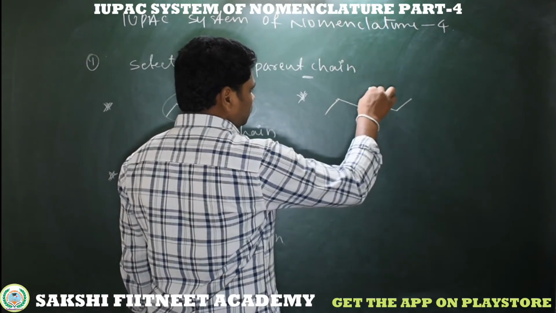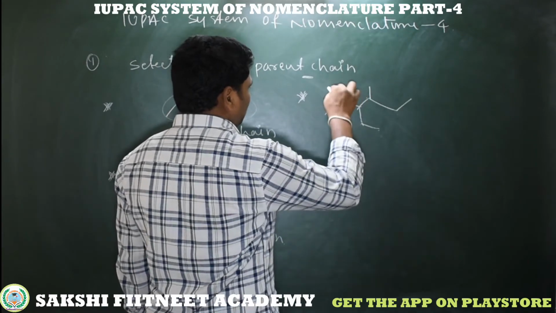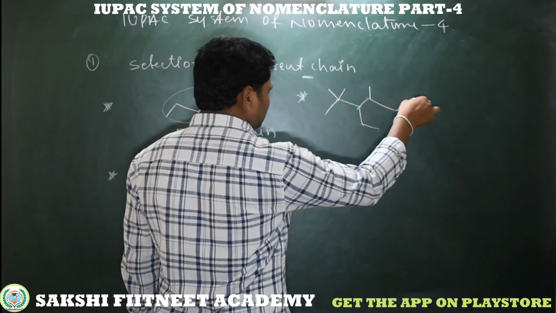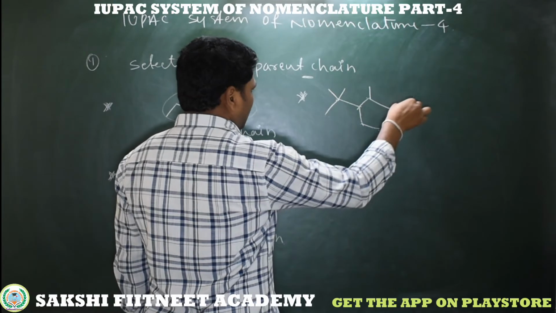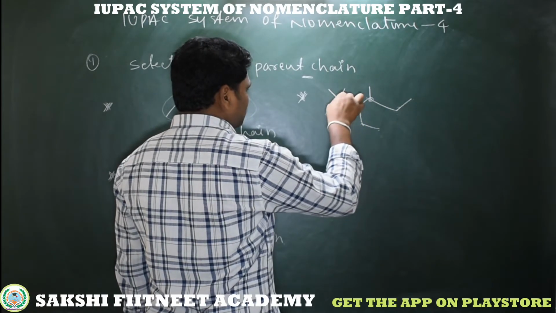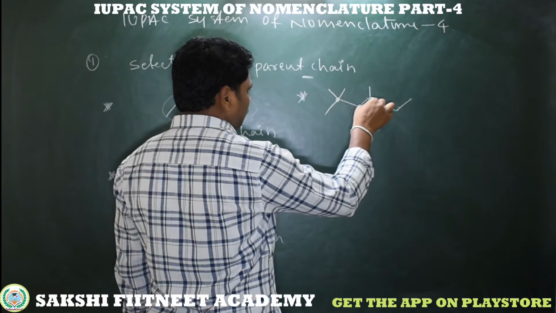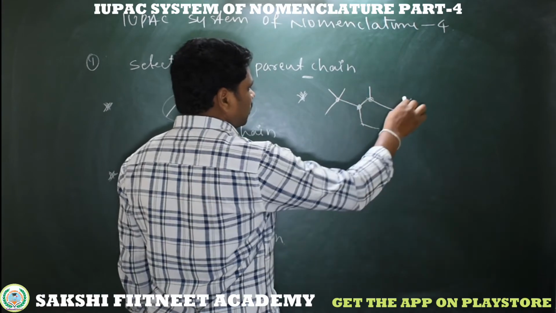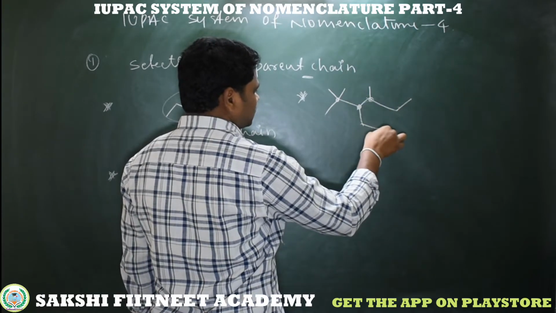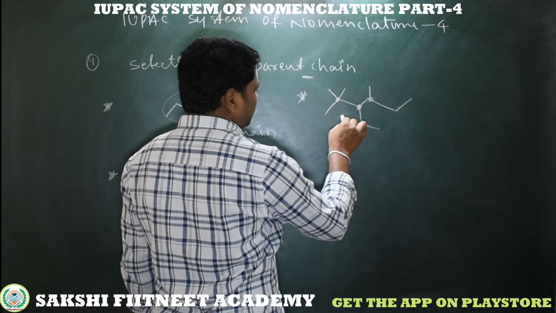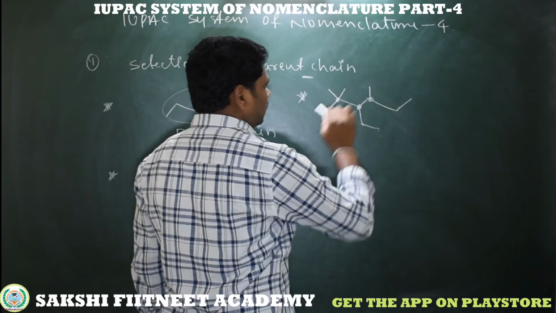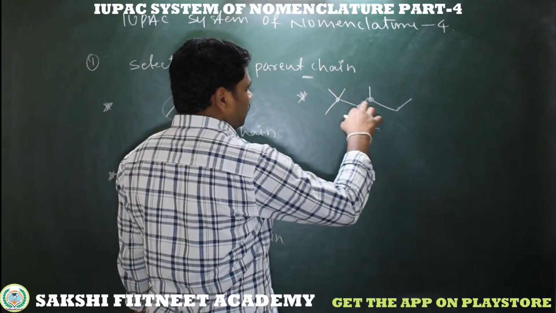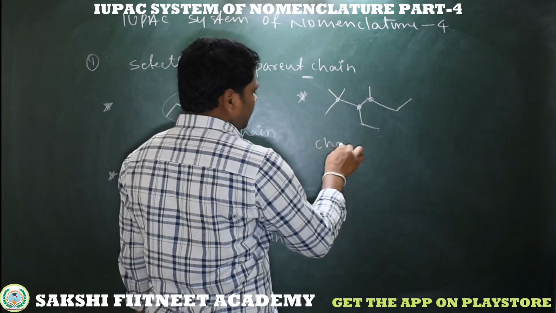If I take another molecule, if the molecule is in this manner, then how can we select a parent chain? See here, 1, 2, 3, 4, 5, 6. If I consider this chain, I get one methyl group here, 2 methyl groups here and one ethyl group here. That means 4 alkyl substituents are there in this chain. And what about this chain? 1, 2, 3, 4, 5, 6. And here we have this bulkier chain and here one methyl group. That means we have only 2 alkyl groups. So if the molecule is like this, the chain which has more alkyl substituents becomes the parent chain.